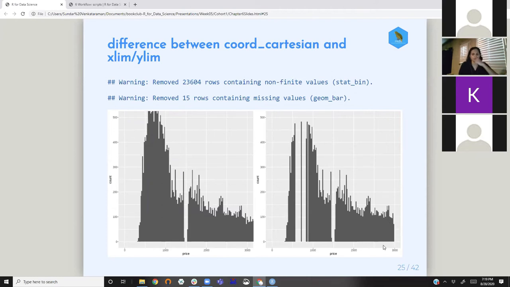This is something I think not a lot of people know, because they tend to use coord_cartesian and xlim and ylim interchangeably, but they're really not the same, because one helps you focus and the other one actually gets those data points out. So what you're looking at is only what you have defined in your lower and upper bounds.